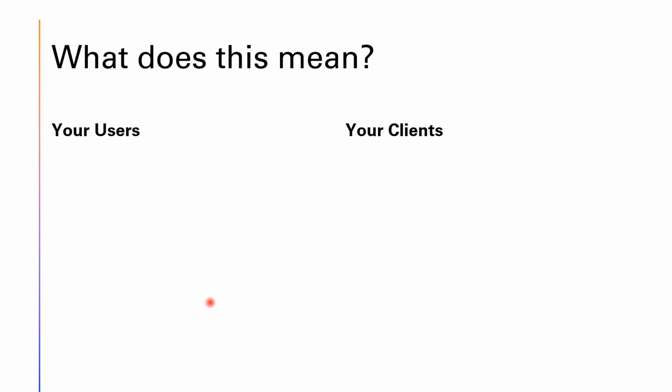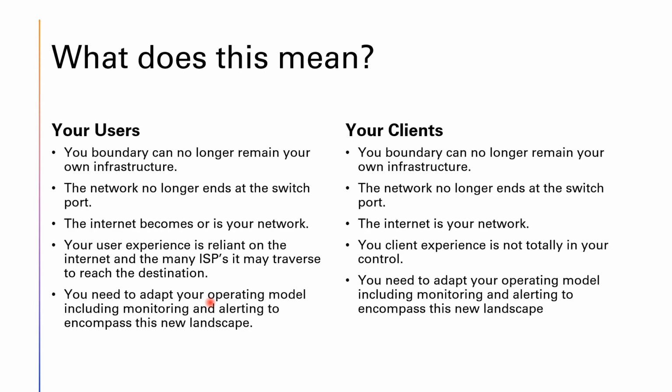Now, originally when I came to write this, I tried to break it down by users and clients and show the difference. The reality is, if you were to look at these, the key points are the same for both. Your boundary can no longer remain your own infrastructure on your on-premise sites, whether that be your data centers or your co-location space, your remote offices, because you have services that aren't on-premise.